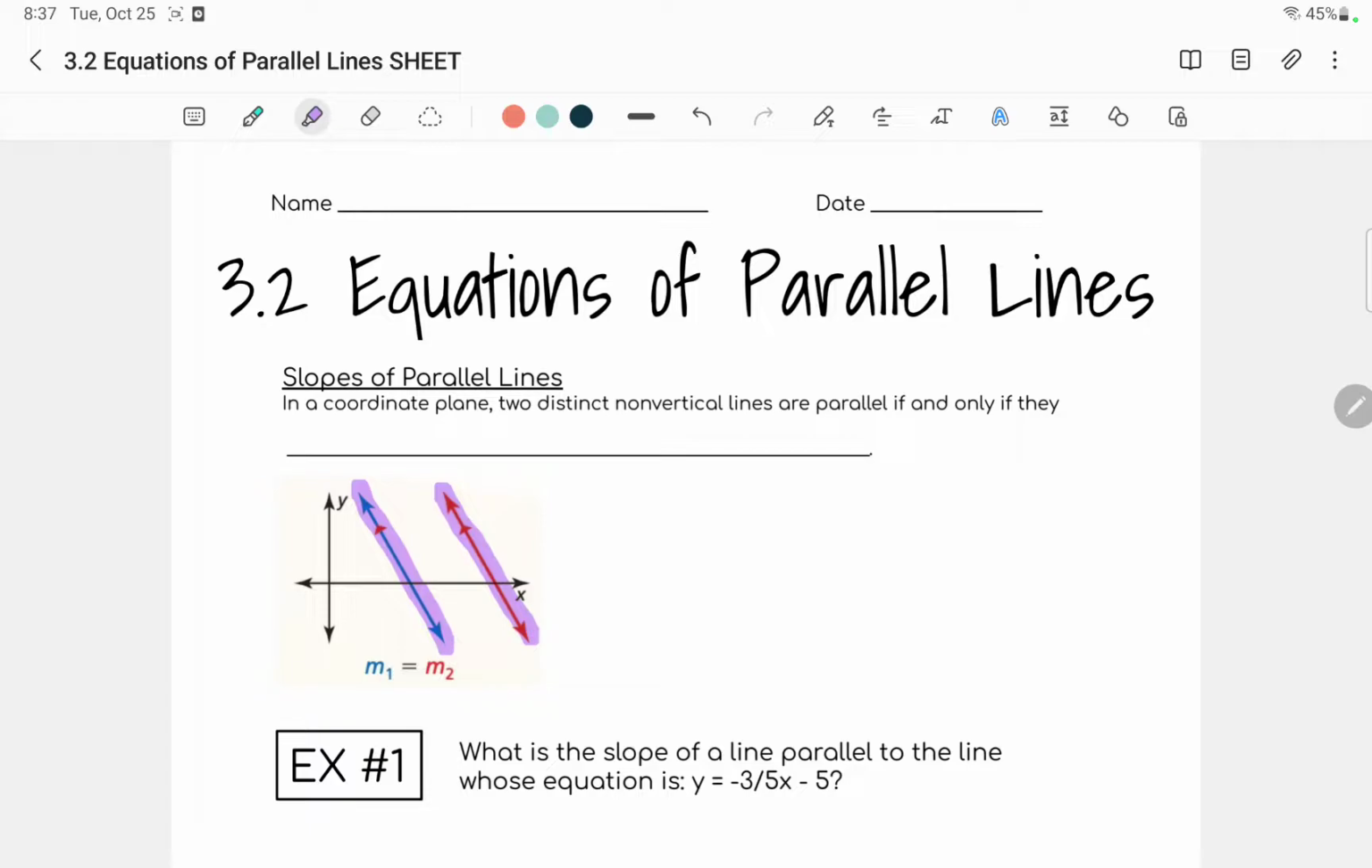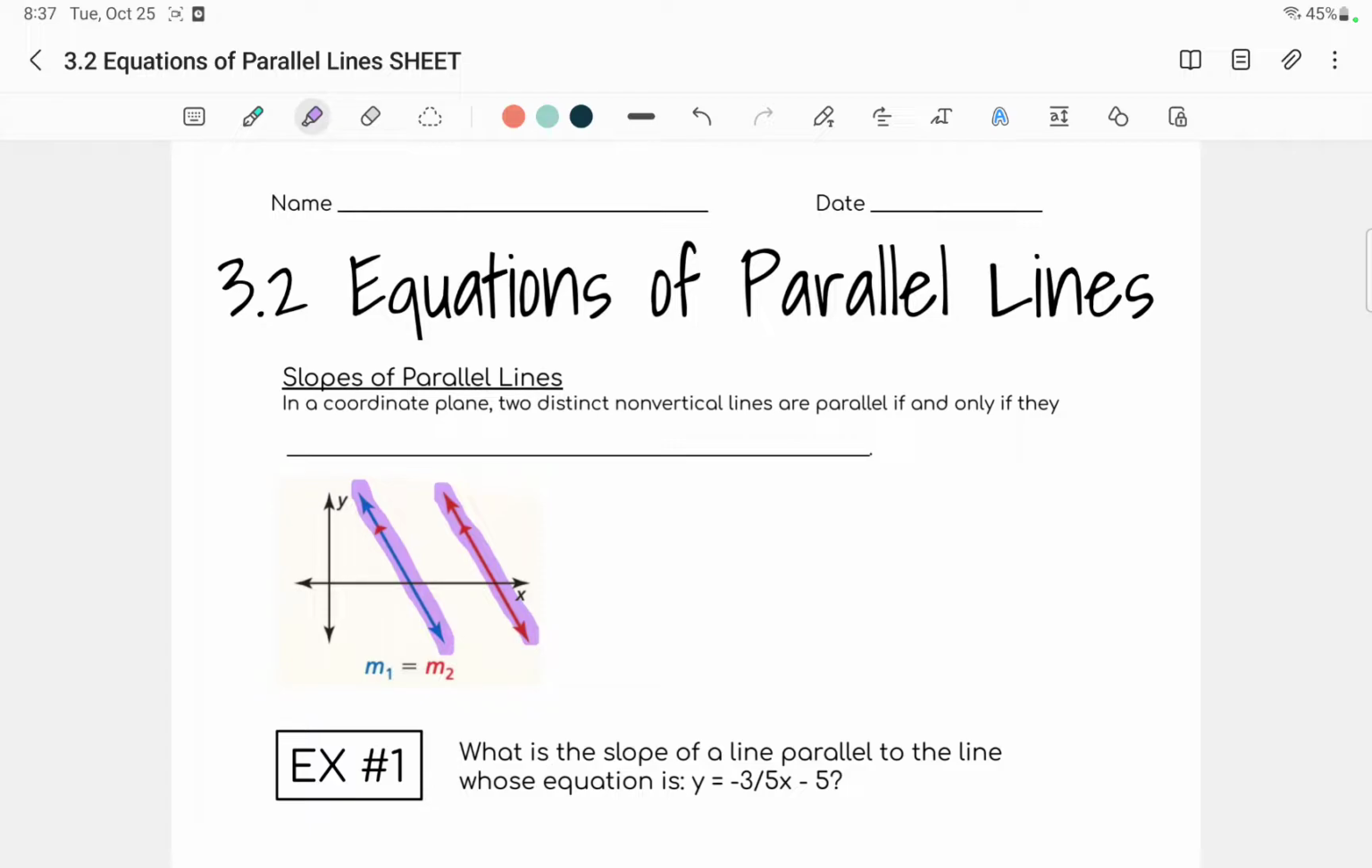Now, that's important because, so why are they parallel? Why will they never intersect? Because they have the exact same steepness. So that's why they will go forever and forever in those directions and never intersect, because they have the exact same steepness to their lines.